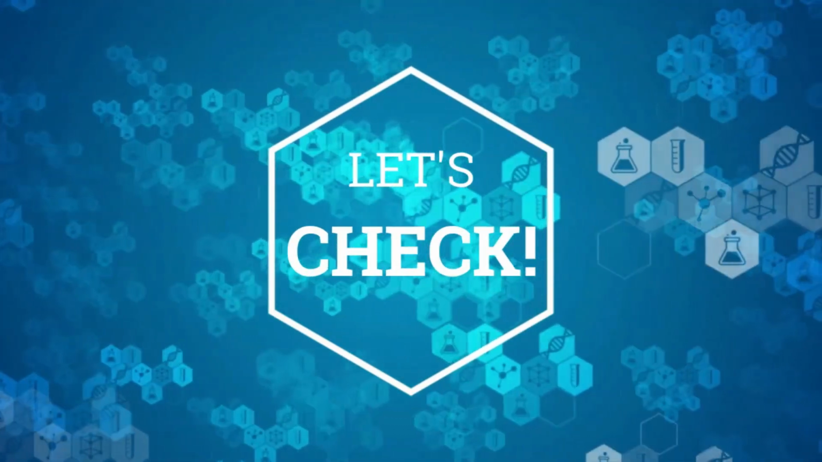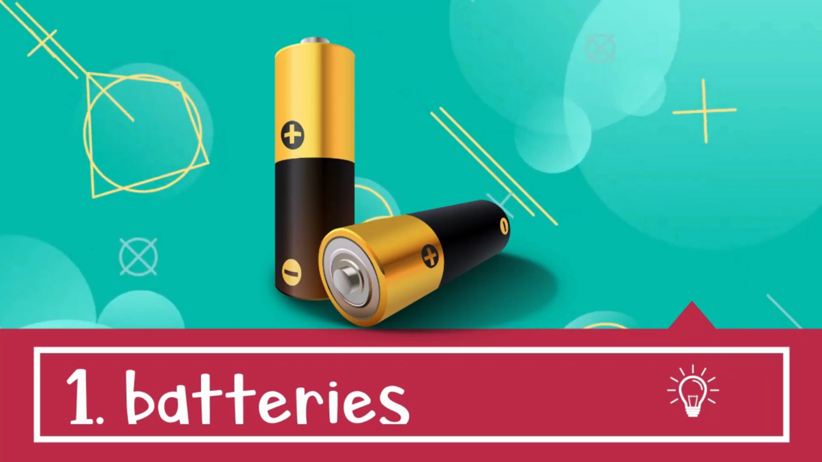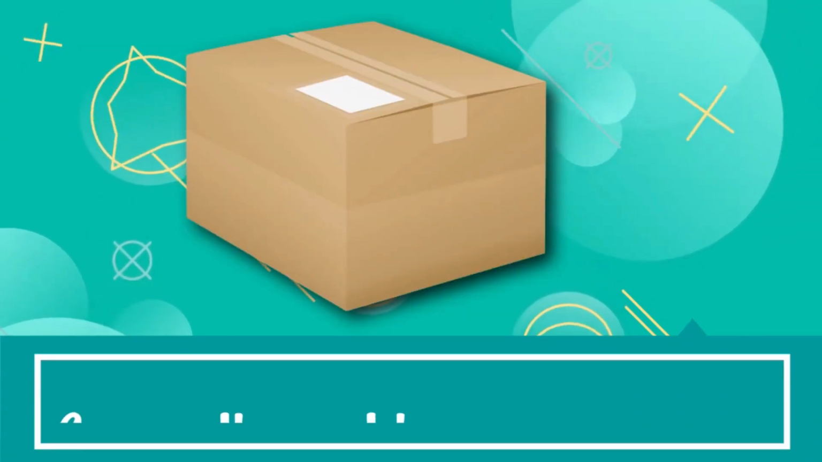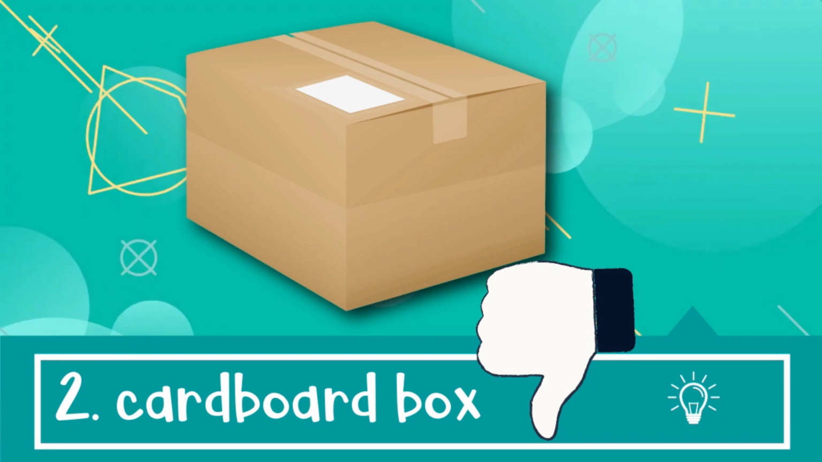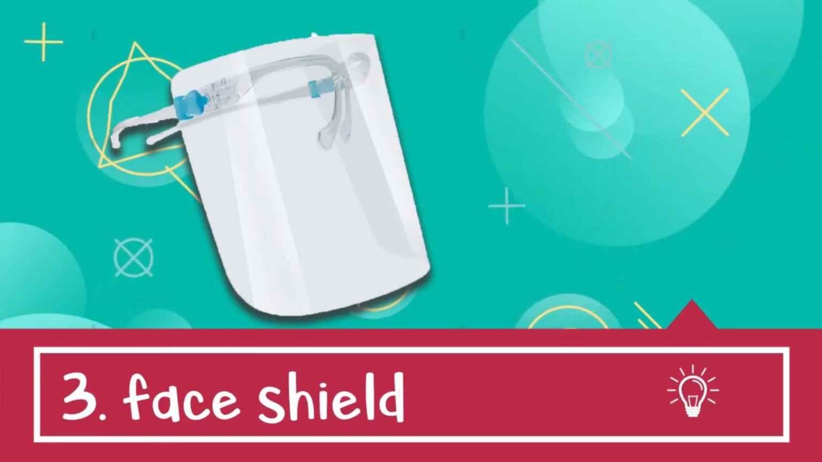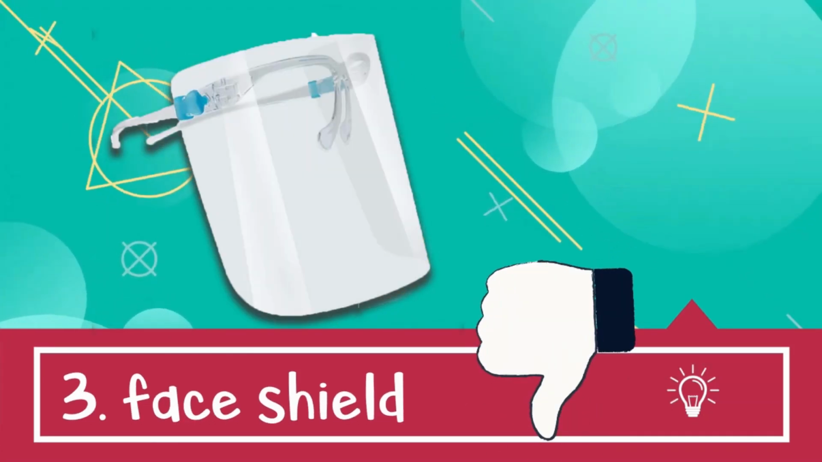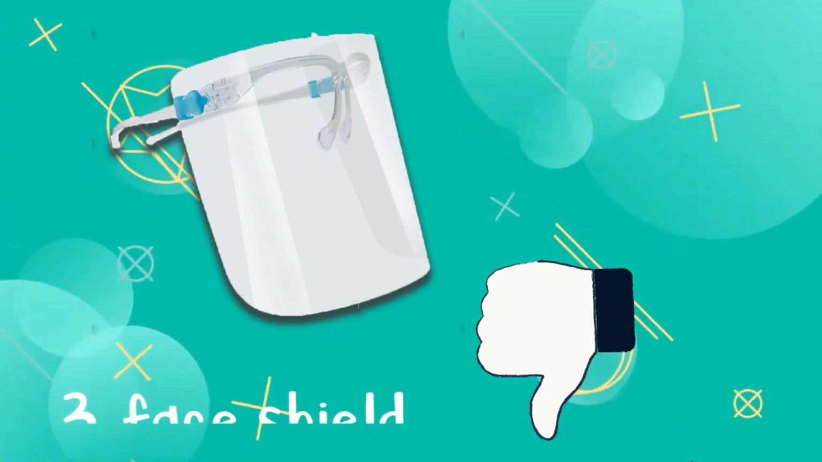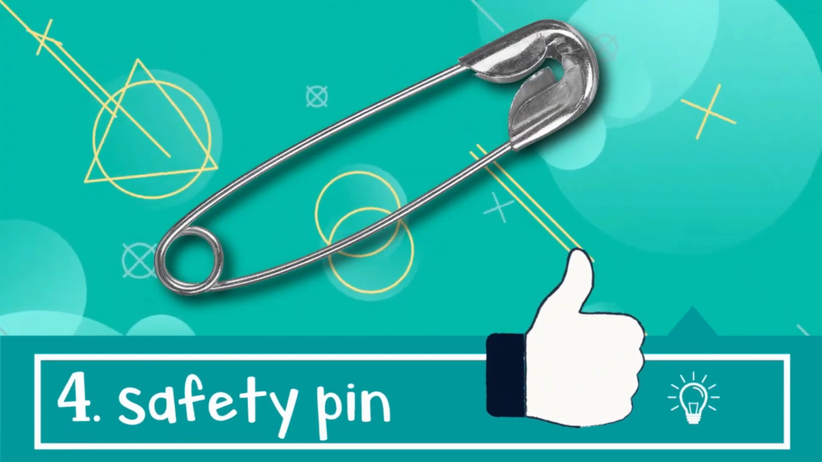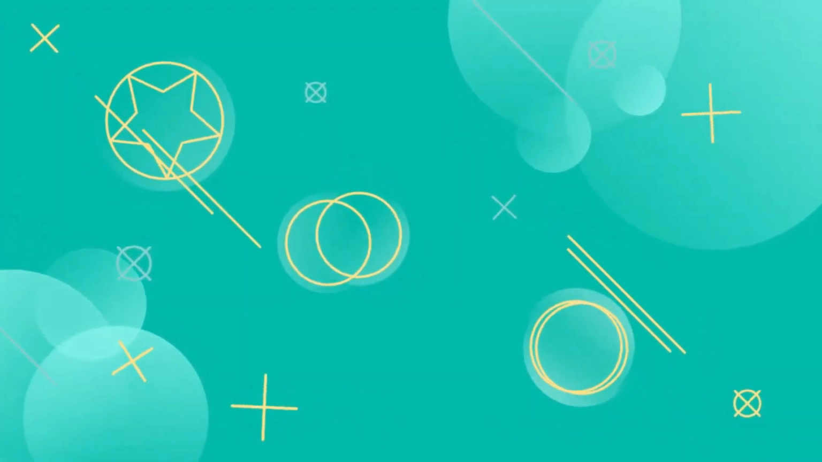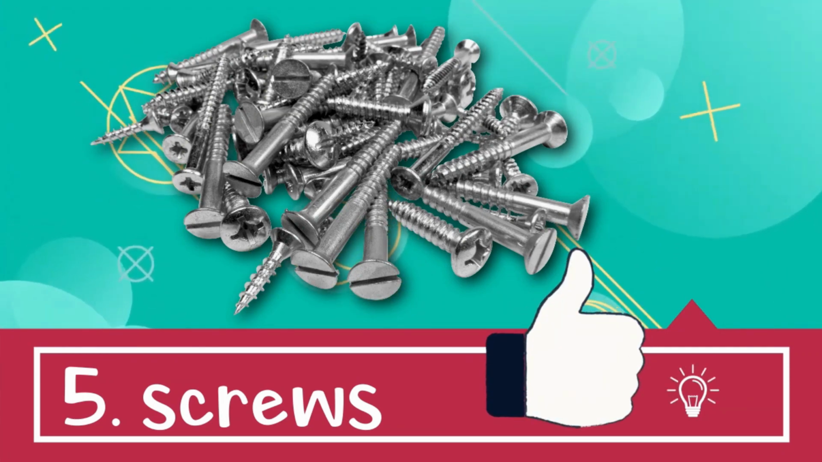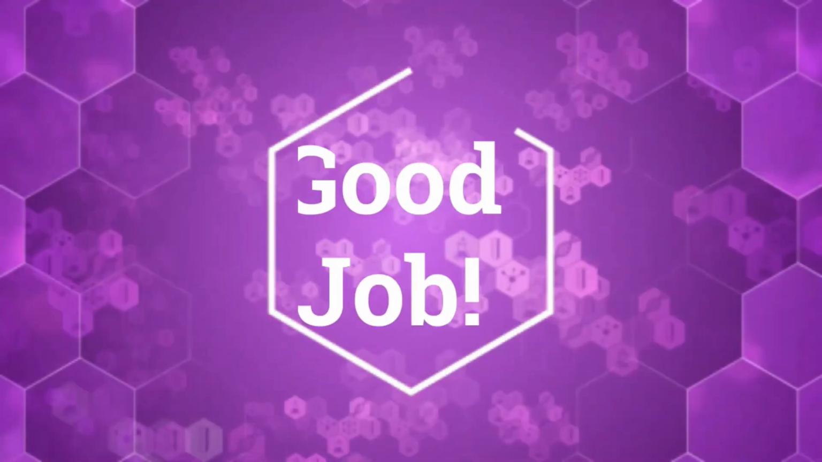Let us check your answers. Number 1. Thumbs up. Batteries are attracted to magnets. Number 2. Thumbs down. Cardboard box is not attracted to magnets. Number 3. Thumbs down. Face shield is made of plastic. It is not attracted to magnets. Number 4. Thumbs up. A safety pin is made of iron. Number 5. Thumbs up. Screws are attracted to magnets. Did you get most of the answers correct? Good job!